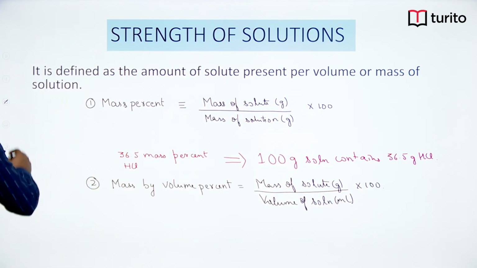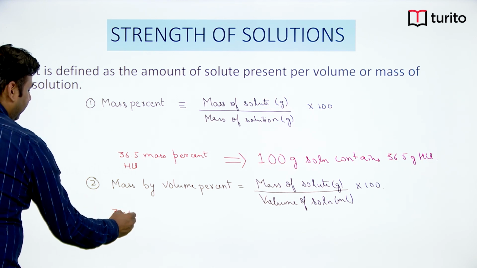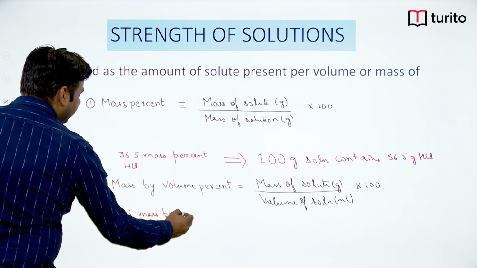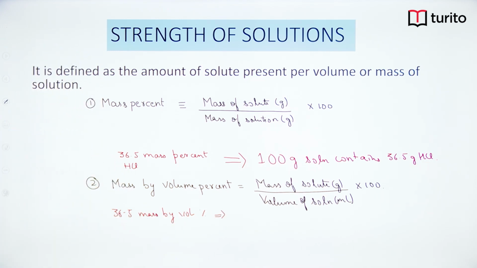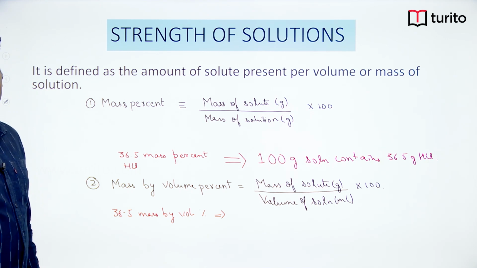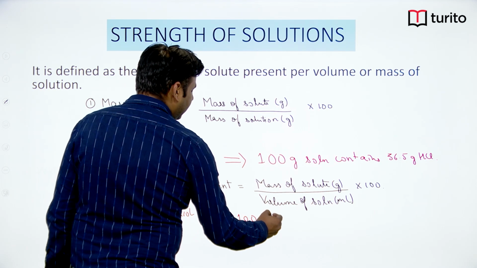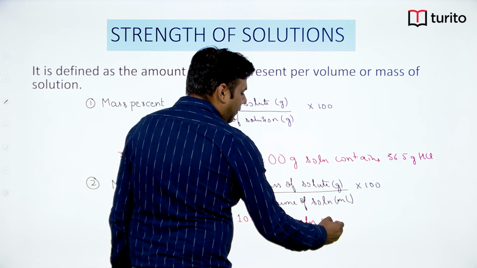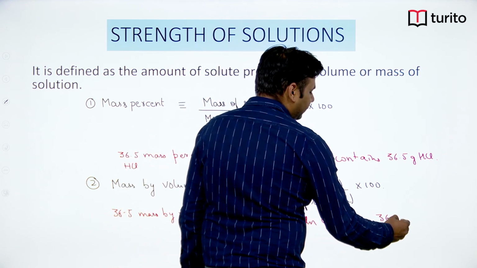Suppose we have been given a solution which is labeled as 36.5 mass by volume percent. So what does this mean? This basically means that if we have taken 100 ml of solution, in that we are dissolving 36.5 grams of HCl. So we can say that 100 ml of solution contains 36.5 grams of HCl.